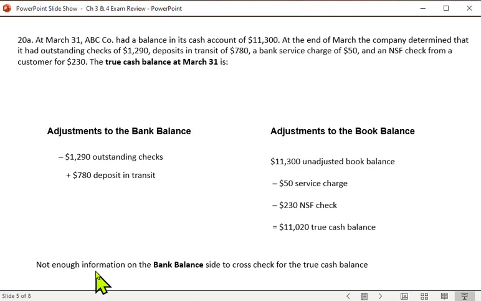Okay, not enough information on the bank balance side to cross-check for a true cash balance. So we're assuming that everything over here is all correct and that that is our true cash balance per this problem.